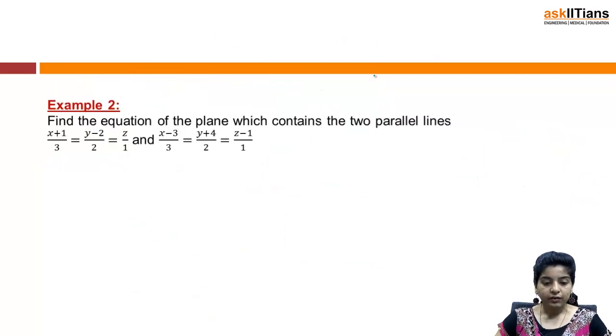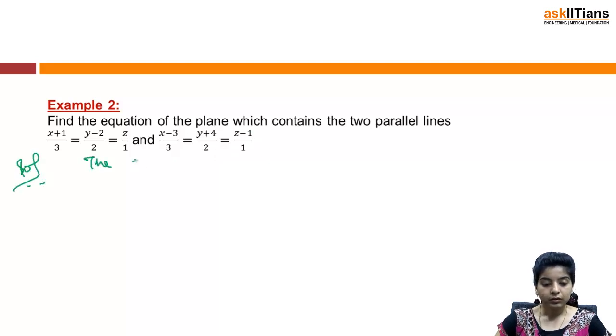So the next question that we have is: find the equation of the plane which contains the two parallel lines x plus 1 by 3 is y minus 2 by 2 is equal to z by 1, and x minus 3 by 3 is y plus 4 by 2 is z minus 1 by 1.